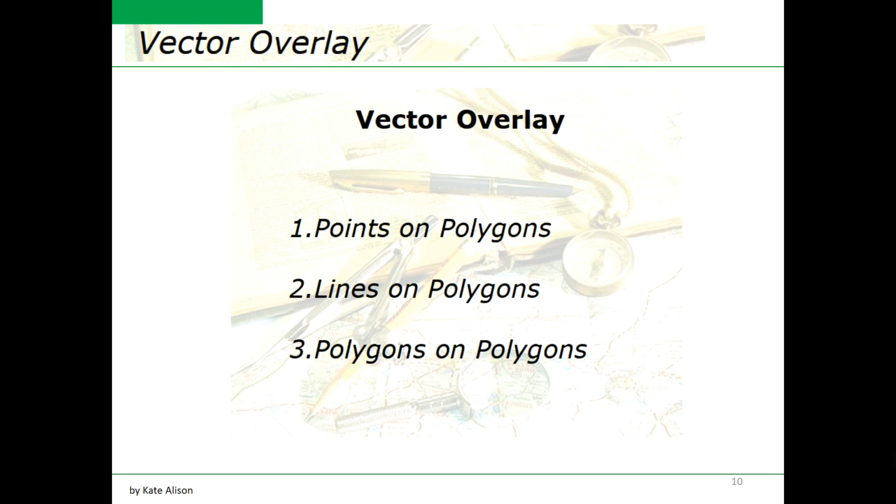Well, vector overlay. This is also quite important and a very, very common GIS operation. When we talk about vector overlay, we could distinguish between points overlay over polygons, lines on polygons overlay, and polygons on polygons. So now let's have a look at several examples so that you can understand it more clearly.